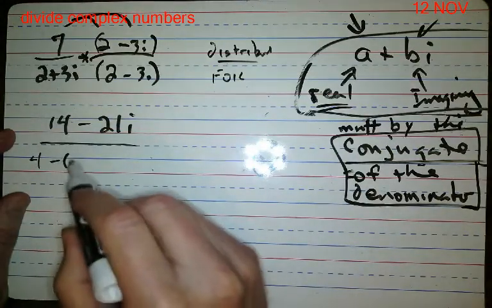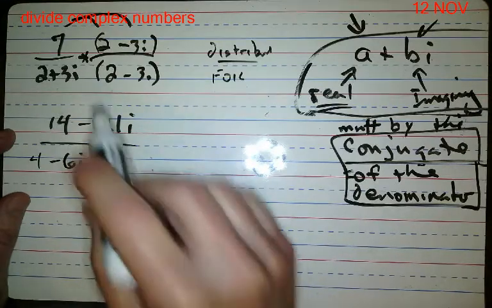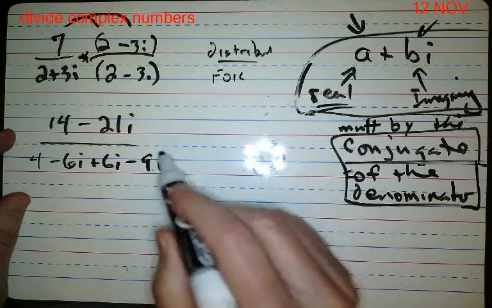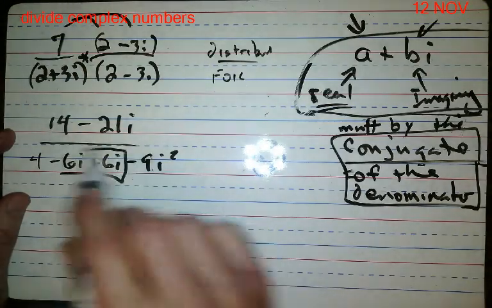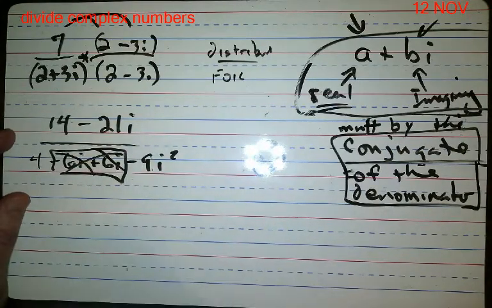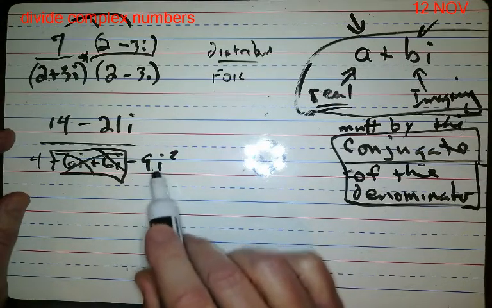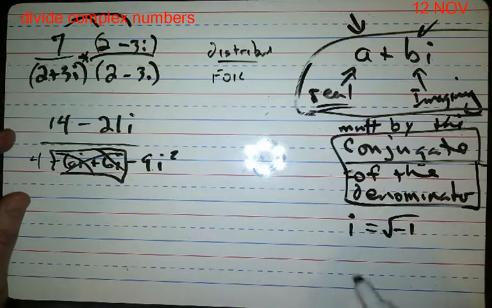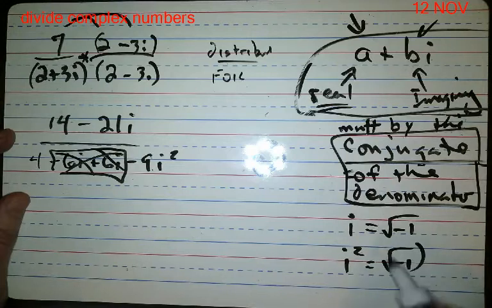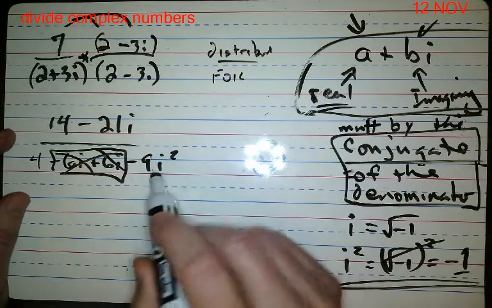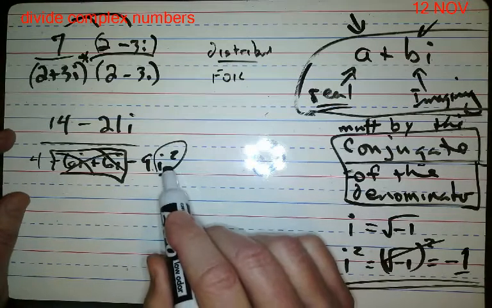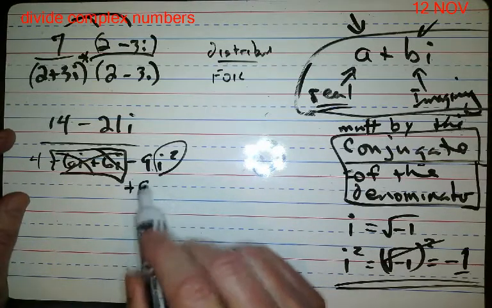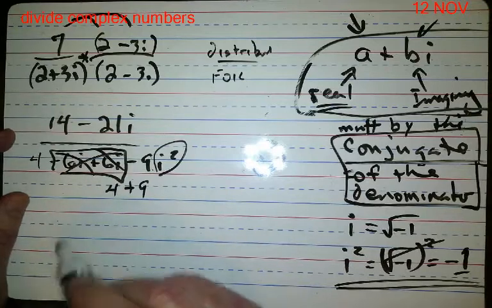And then minus 6i, and then plus 6i, and then minus 9i squared. Now remember, when you multiply by conjugates, these cancel out. And this is a real number. So what is that real number? Remember, if i is the square root of negative 1, then i squared is the square root of negative 1 squared. When you square a square root, that's just negative 1. So i squared is negative 1. You have to remember that. So this is really negative 1 times negative 9. Hey, that's positive 9. Plus 4, 13. So 13 is the denominator.